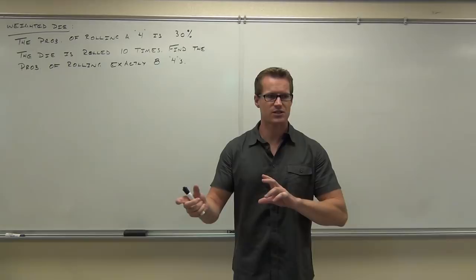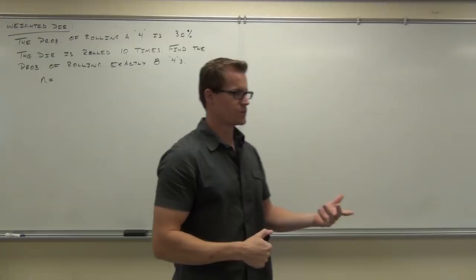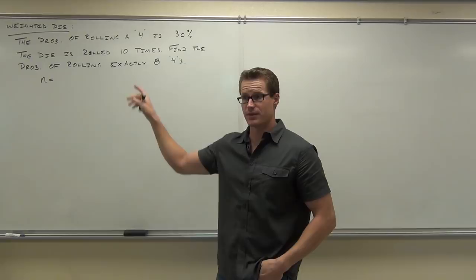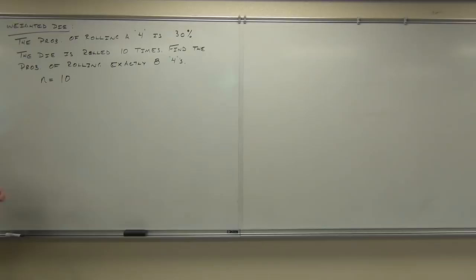So n, which we just talked about, was the number of trials that we're having occur in our whole entire procedure here. So how many trials are we dealing with in this particular weighted die problem? 10. Yeah, we're rolling the die 10 times. So this trial is being repeated 10 times. So n is 10 for sure. Let's go ahead and look for the probability.